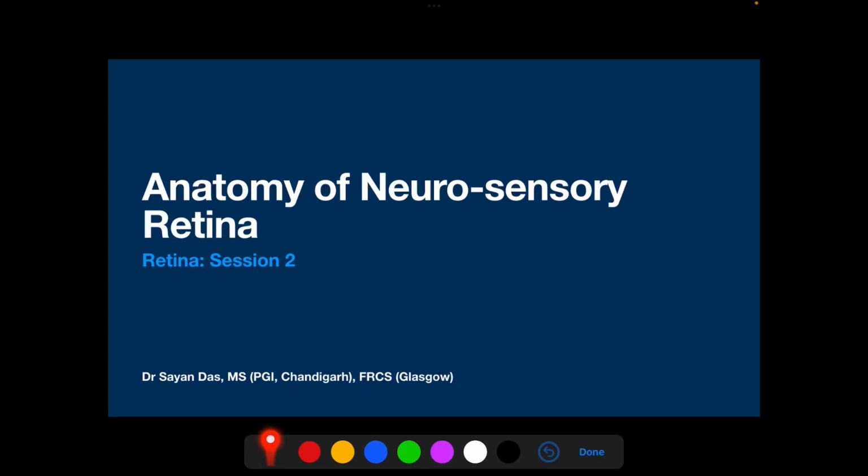Welcome. In this session, we'll discuss the anatomy of the neurosensory retina. In the previous session, we discussed the anatomy of the vitreous, and in the next session, we'll discuss the function of neurosensory retina. We'll discuss the anatomy of the retinal pigment epithelium and the choroid in a subsequent session.